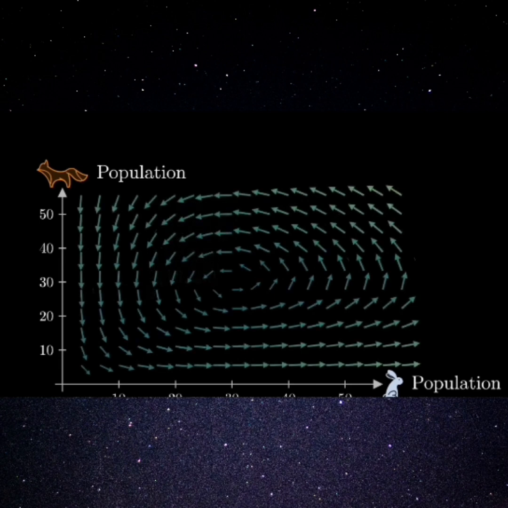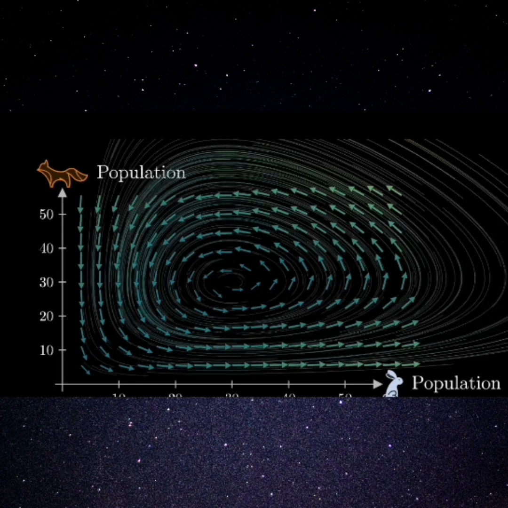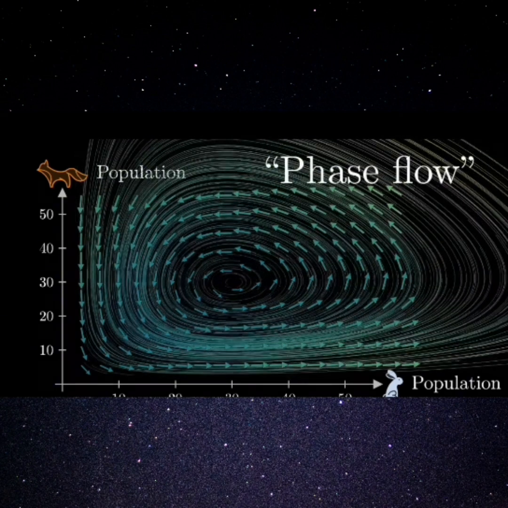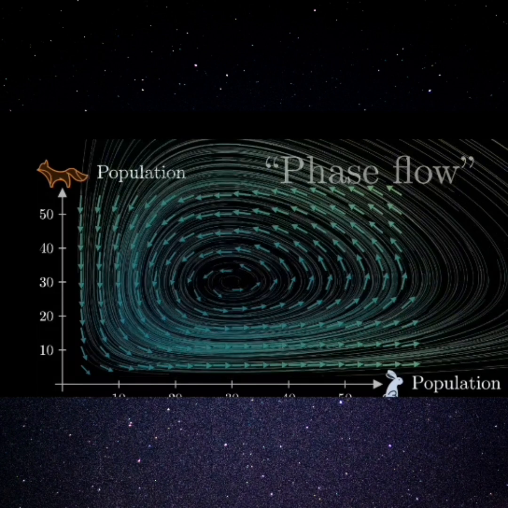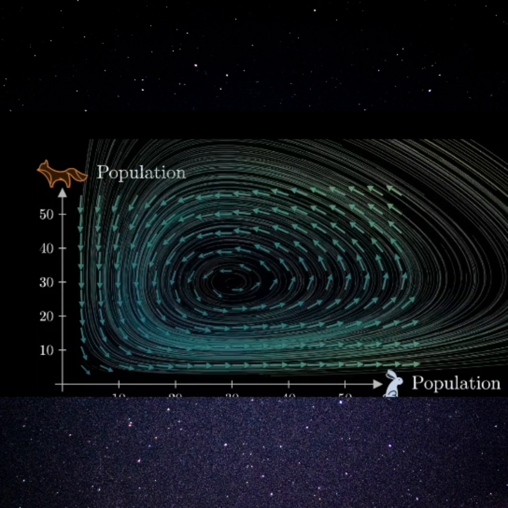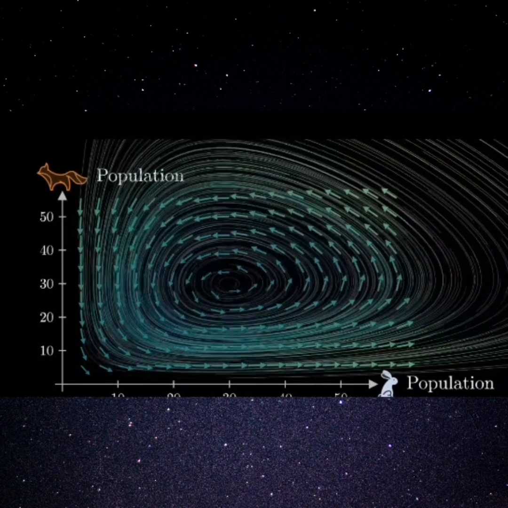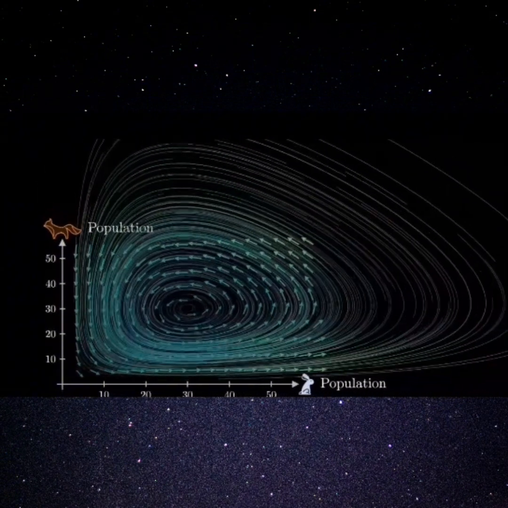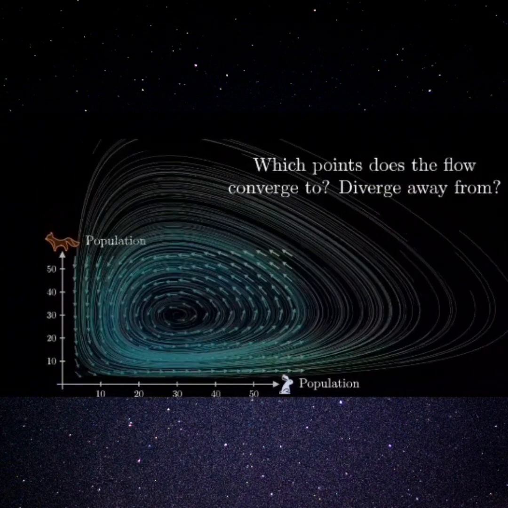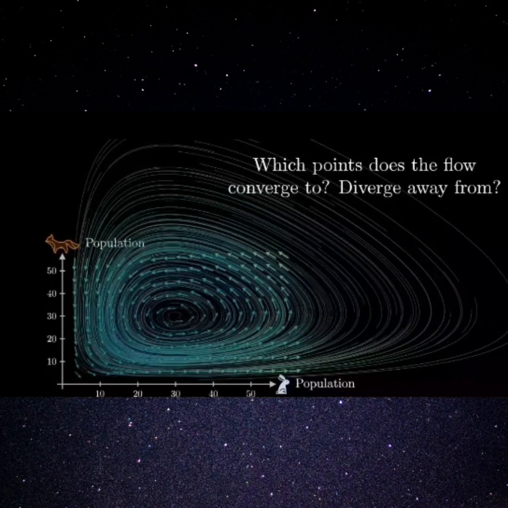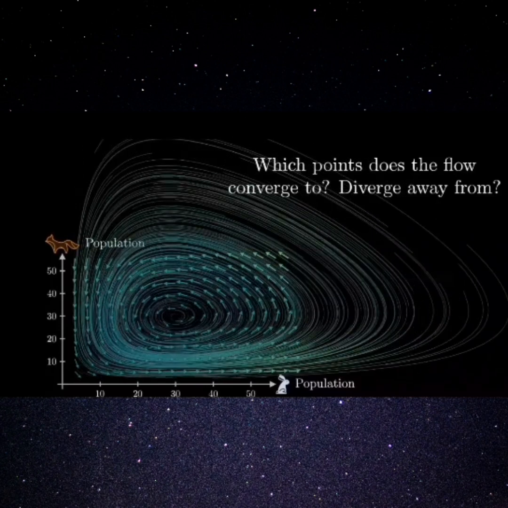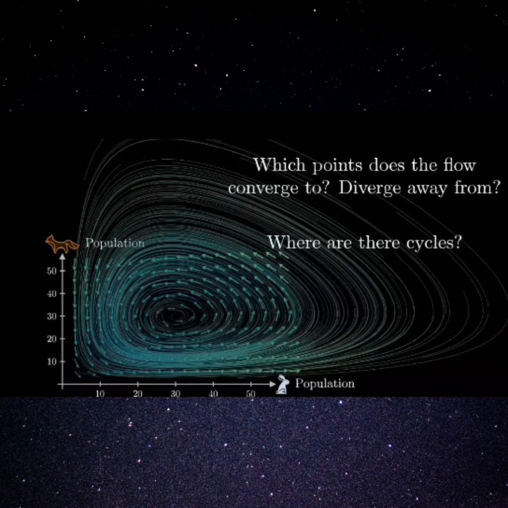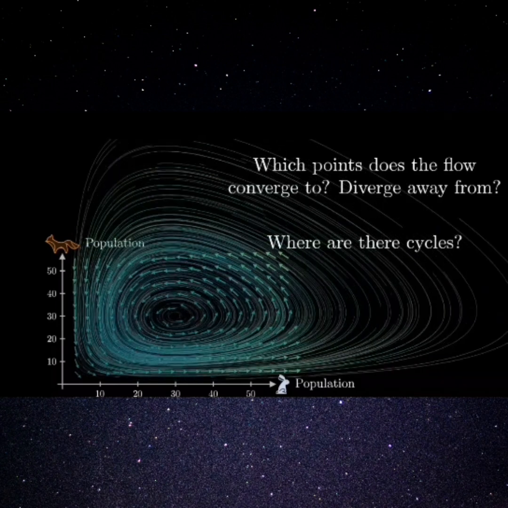Now the flow associated with this field is called the phase flow for our differential equation, and it's a way to conceptualize, at a glance, how many possible starting states would evolve over time. Operations like divergence and curl can help to inform you about the system. Do the population sizes tend to converge towards a particular pair of numbers? Or are there some values that they diverge away from? Are there cyclic patterns? And are those cycles stable or unstable?